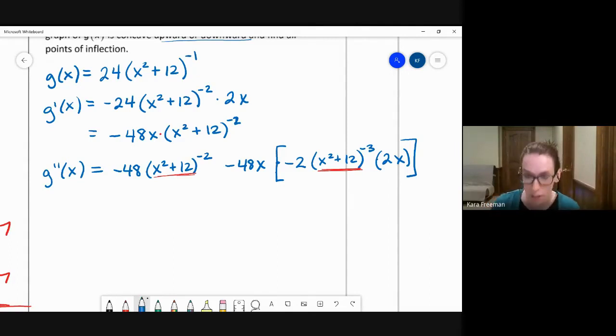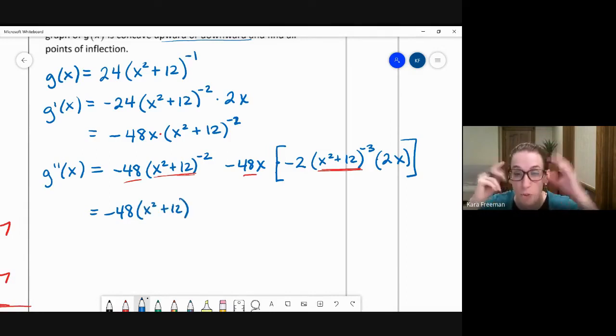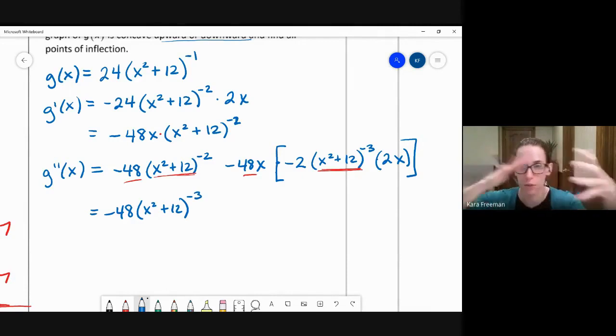So what we're going to do is factor out a GCF. You see, I've got 48 in both. And I've got this x squared plus 12 factor in both. So I'm going to factor that out. If you want to go ahead and factor out the -48, you can. So I'm going to factor out a -48. I'm also going to factor out an x squared plus 12 term. But I'm going to factor out the smaller of the two exponents, and that's the -3. So think of that as my GCF coming out of this whole thing.